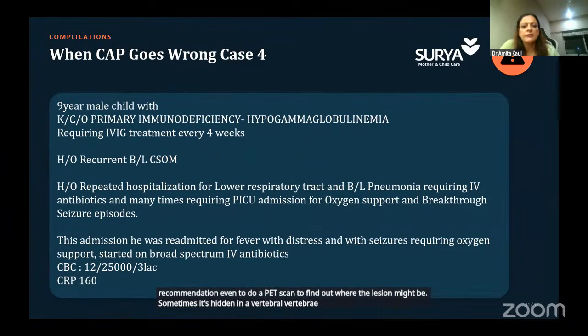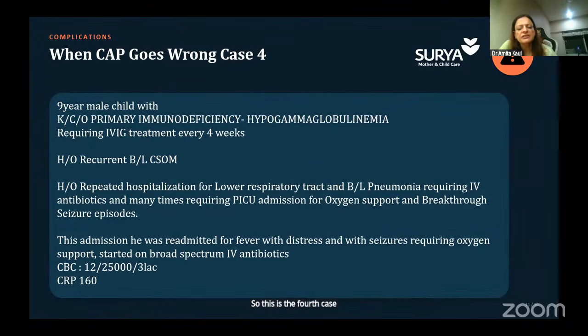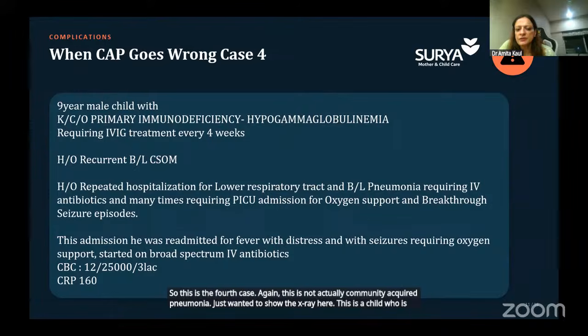So this is a fourth case. Again, this is not actually community acquired pneumonia. Just wanted to show the X-ray here. This is a child who is a case of primary immunodeficiency. Keeps coming in and out of the hospital for IVIGs because of immunodeficiency. He has recurrent lower respiratory tract infection. He has bilateral pneumonia, antibiotic. A lot of the time getting admitted to the ICU.